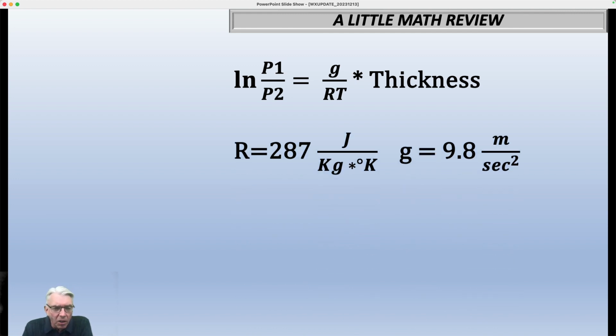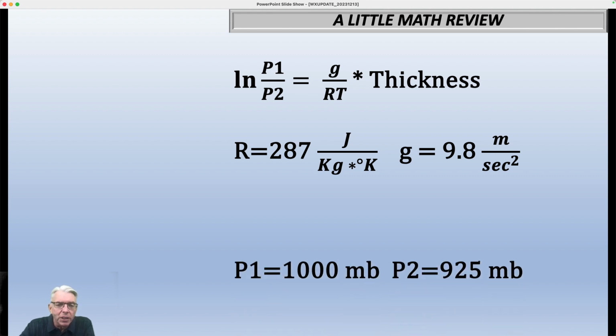So R, the gas constant, and don't worry about the units here. It's just that if there's a scientist watching this, it's very important in the scientific community to always have units. And so for those of you that don't care about that, don't worry about it. But I wanted to make sure that scientists out there knew that I knew what the units were. So 287 joules divided by kilograms times degree Kelvin. The gravitational constant is 9.8 meters per second squared.